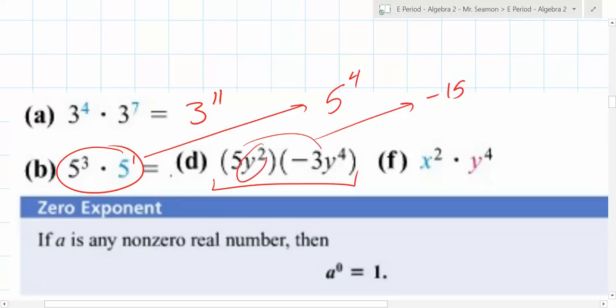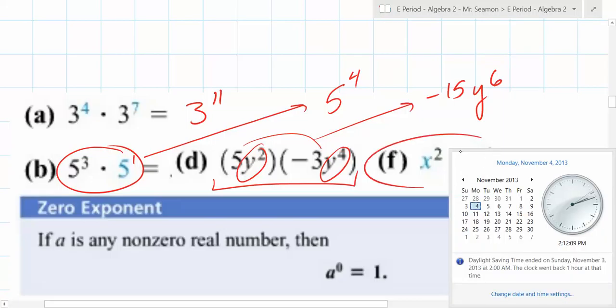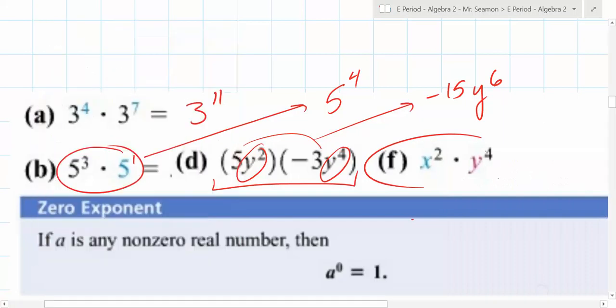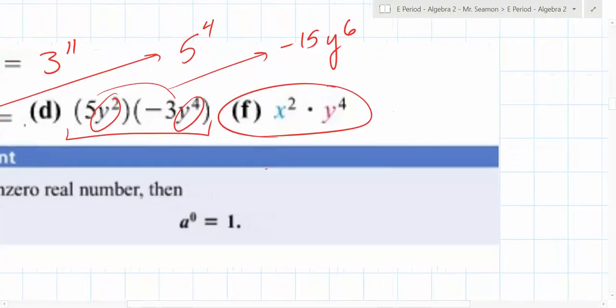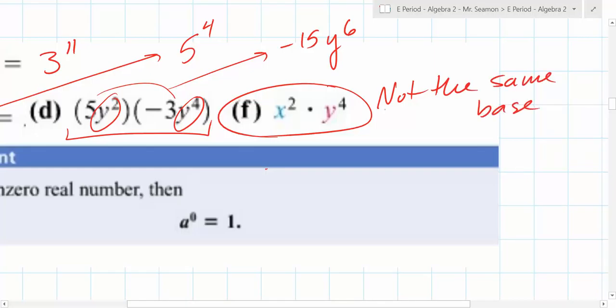But then what's y squared times y to the 4th? Y to the... There it is. Negative 15y to the 6th. What about f, though? Can you do anything with f? Is there anything you can do with f? No, because it's not the same base. You're done. You can't go any further.